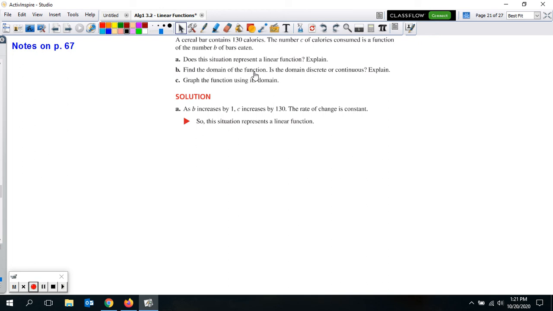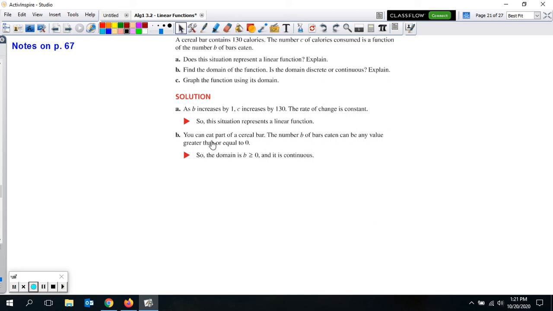Letter B says, find the domain of the function. Is it discrete or continuous? So with this one, this is where we want to ask the question, can we eat part of a bar? And of course we can. We could take 1 bite of a bar, in fact, and we've consumed not 130 calories, less than that. So because we can do that, it is continuous then.